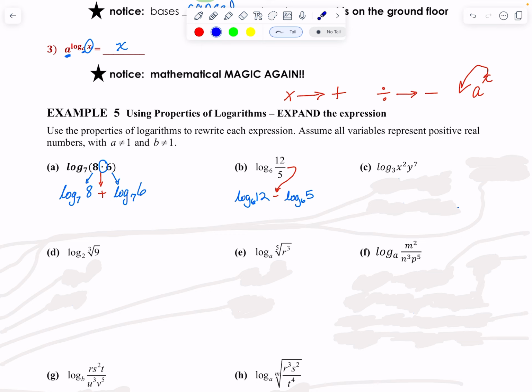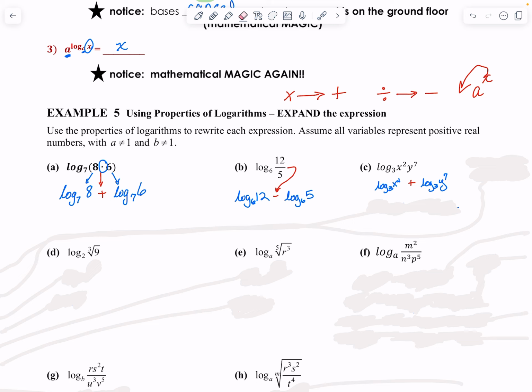Now notice, every time I write this, I have log base 6 on all of them. Over here, I had log base 7 on all of them. So whatever your base is to begin with, that's what I'm going to use. So notice here, we have multiplication again. We have x squared times x to the 7th. So I'm going to separate those with an addition sign.